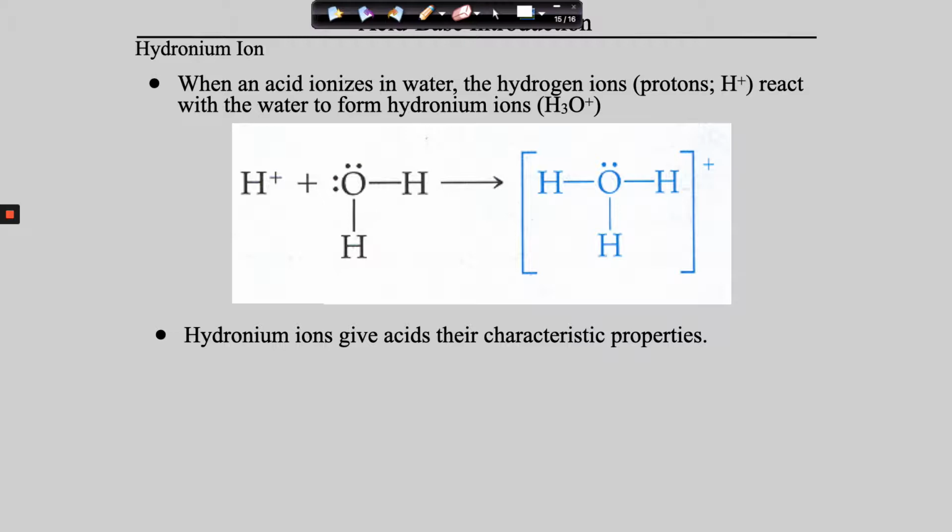So why are some acids really dangerous, and why are some acids like vinegar delicious on salads? The amount of hydronium ion they form. The more hydronium ion they form, the more reactive they are, the more dangerous they are, if you will. But it's all about hydronium ion.